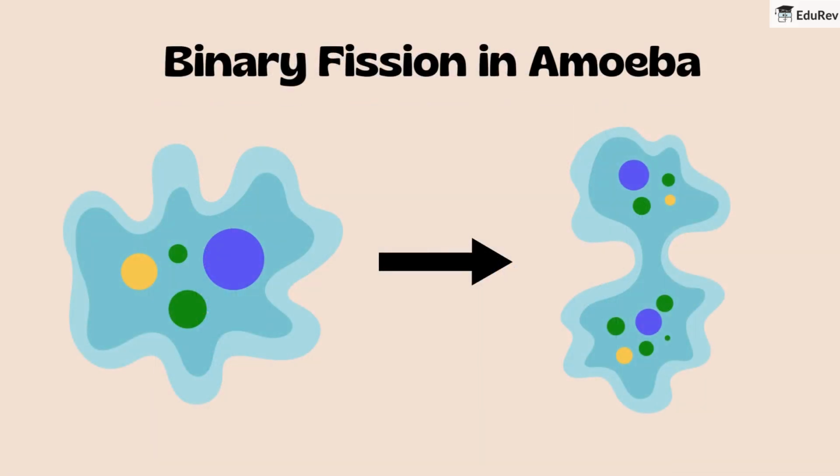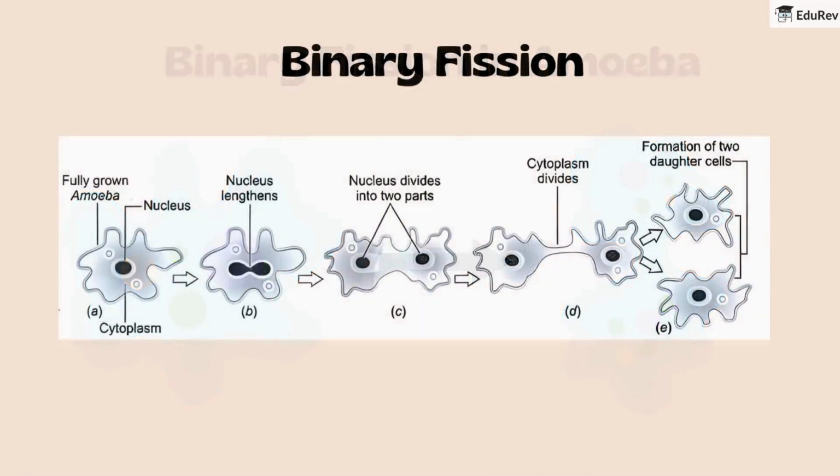Another example of asexual reproduction is binary fission, what an amoeba does. It splits itself into two by dividing its nucleus and cytoplasm, creating two amoebas.